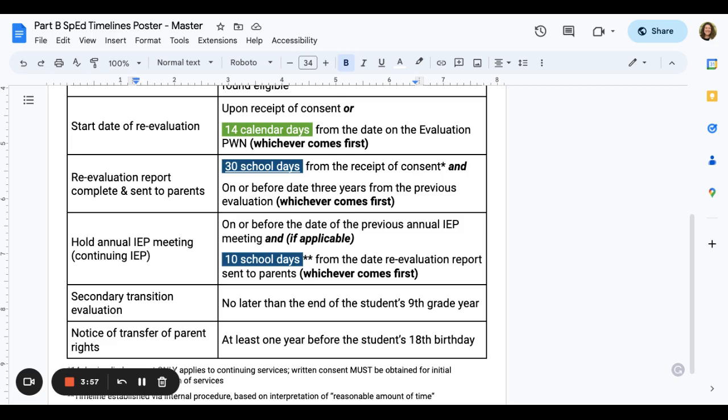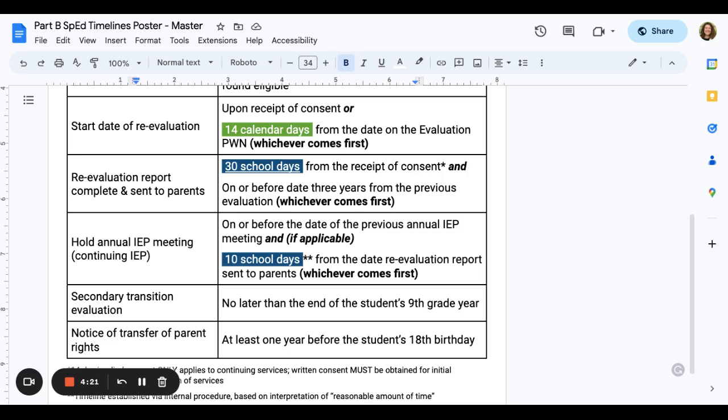Your start of a reevaluation happens when you get consent from a parent or after 14 calendar days have passed from when you send home the evaluation prior written notice. For reevaluation reports, you must complete them within 30 school days of either that receipt of consent or the passive consent, or at least before the 3-year reevaluation is due.